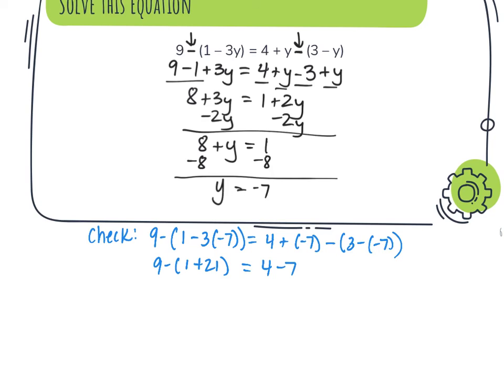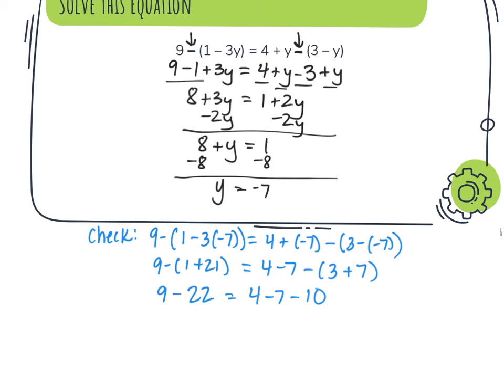And then let's simplify inside our parentheses as well. Over here, we have 3 minus -7 becomes +7. All right, now it looks like we can further simplify in our parentheses a little bit. On this side, we have 1 plus 21, which will bring us to 22. And then I'm going to leave the 4 minus 7 for now, but we're going to end up subtracting 3 plus 7, which would be 10.